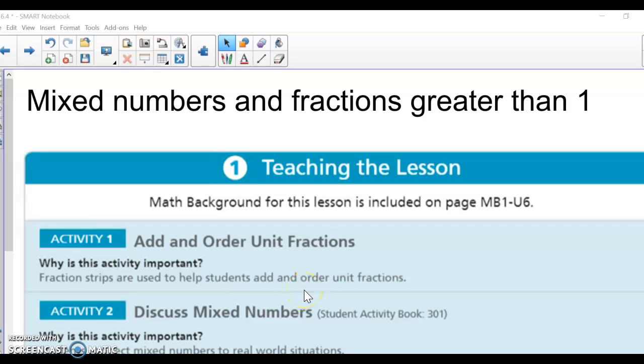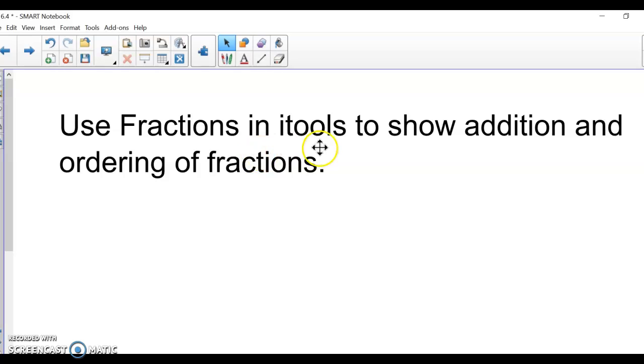Hi, fourth graders. We are going to start working with mixed numbers and fractions that are greater than 1 or bigger than 1 today. And we're going to use your iTools again today a lot. So you're going to want to log into Think Central and open up your fractions iTools.